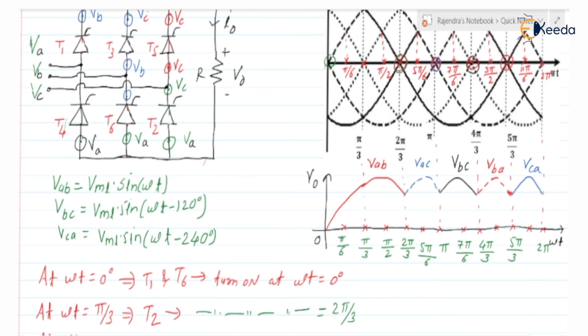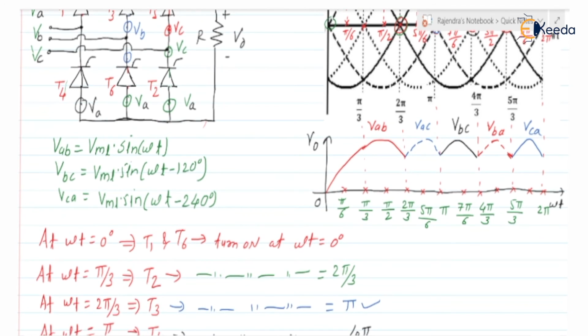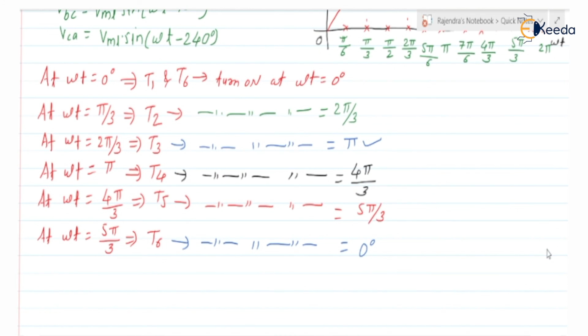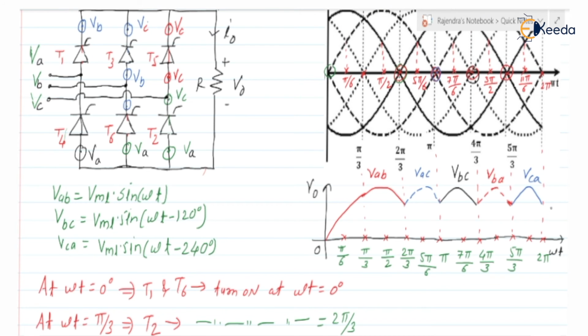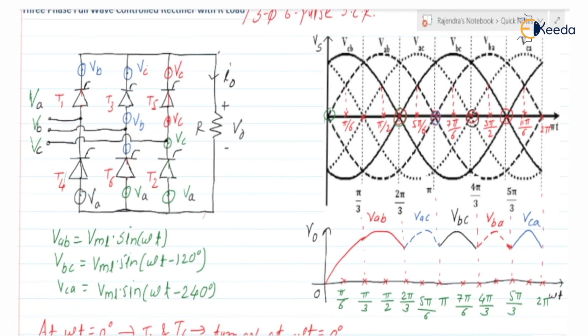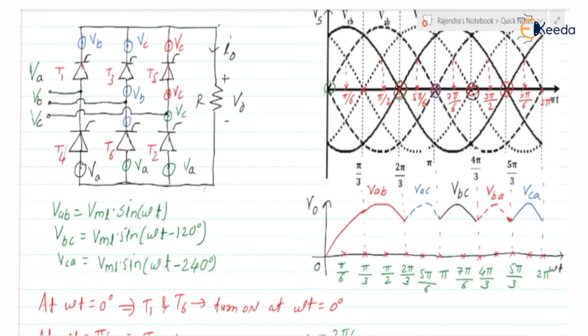So from 5 pi by 3 till 2 pi, which thyristor pair will be in the on state? It is T4 T5, right? So T4 T5 in the on state means output voltage will be VCA. At 0 degree, that is equal to 2 pi, T6 is turned on. So when T6 is turned on, let us discuss what will happen to T4. If this is VB, this T6 is acting as a short circuit, so therefore here voltage should be VB only. This voltage is also VB, so here voltage appearing is VB.